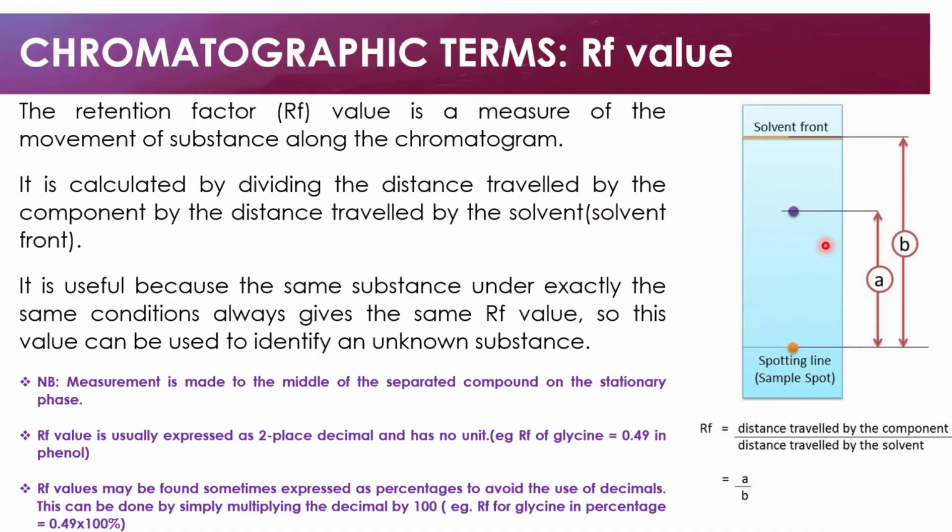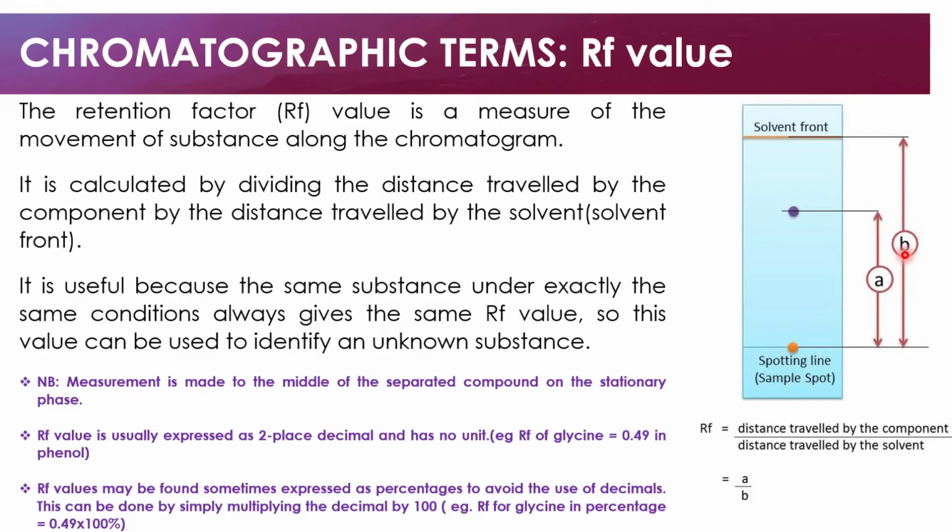The RF value is mathematically calculated by dividing the distance traveled by the component by the distance traveled by the solvent front. And the solvent front is the distance the mobile phase or the solvent travels through the stationary phase to separate the various components of a mixture. From this diagram, this is the distance traveled by our compound, given as A, and this is the solvent front, given as B.